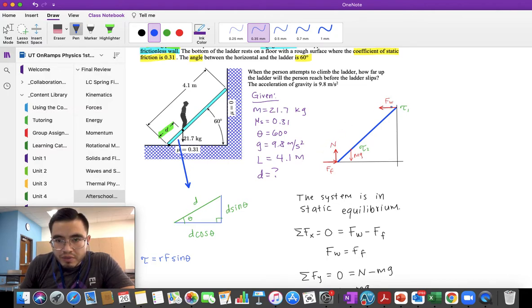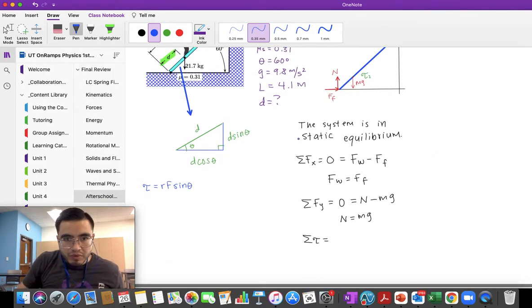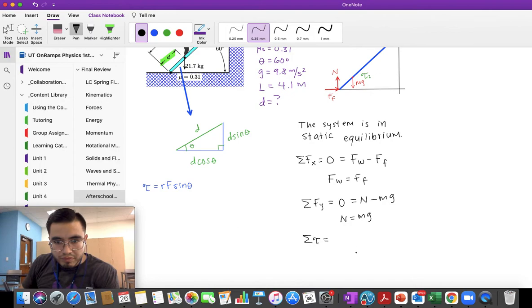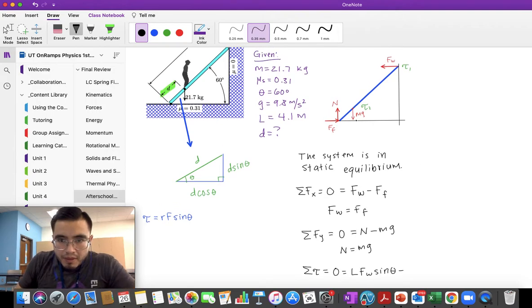This is the force, and sine of theta. Okay, so it'll be, oh, it's not moving, so 0 equals distance L times the force of the wall times the sine of theta minus, now let's look at the torque here.